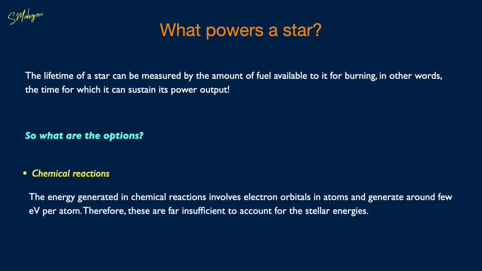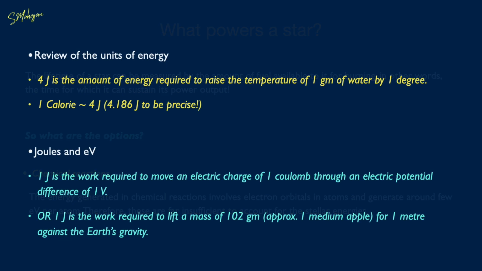Chemical energy is the energy generated in chemical reactions involving electron orbitals in atoms and can generate around a few electron volts per atom. Therefore, these are far insufficient to account for the stellar energies. That's because an electron volt is a very small unit of energy.